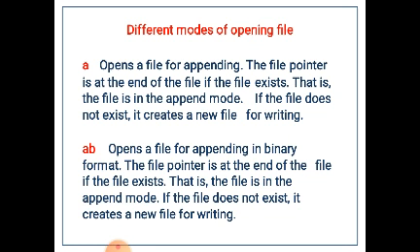Now coming to AB. We see that a file is opened for appending in binary format. Similarly, as in A, the file pointer is at the end of the file if the file exists. But if the file does not exist, it creates a new file for writing.